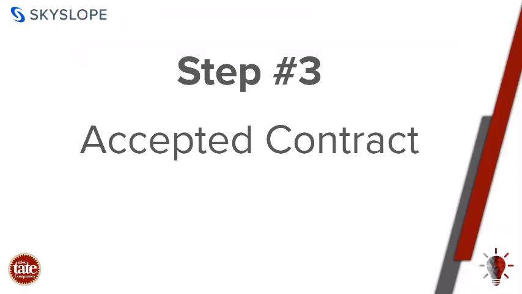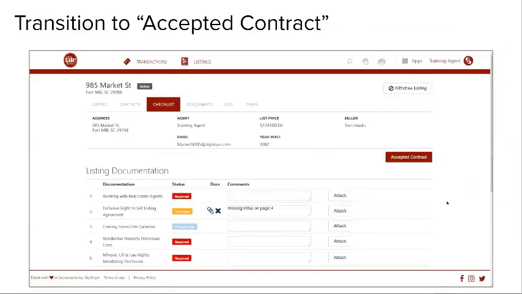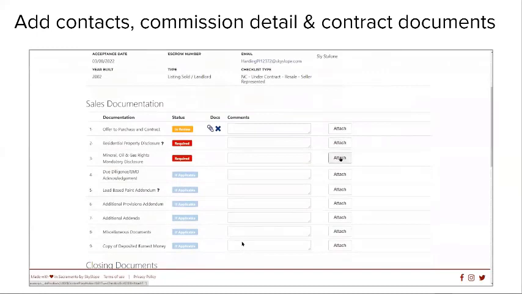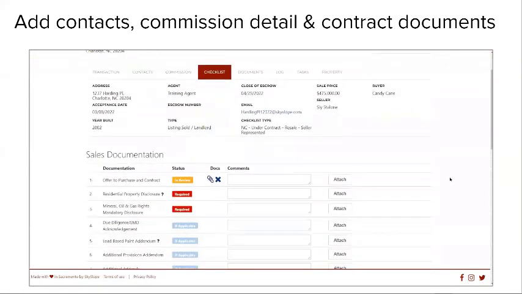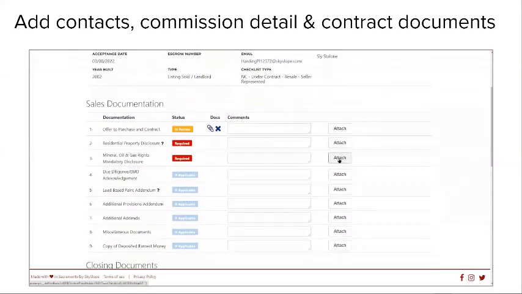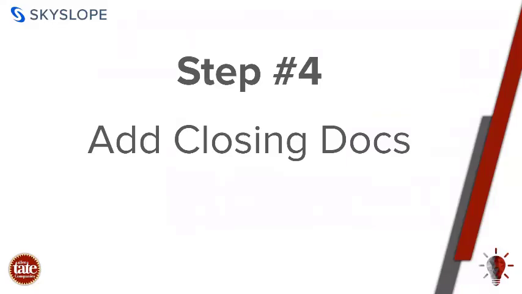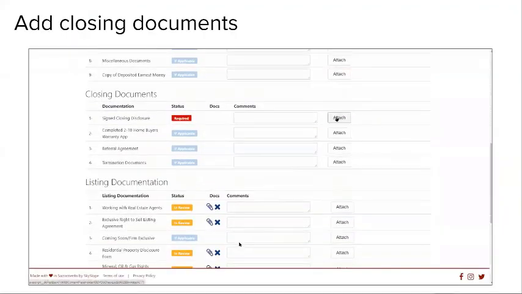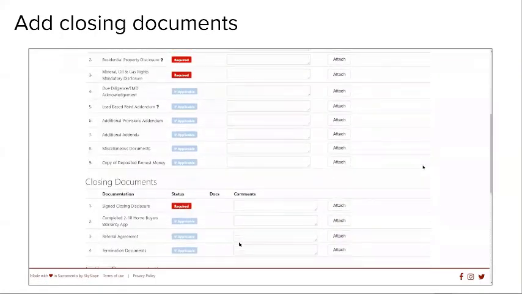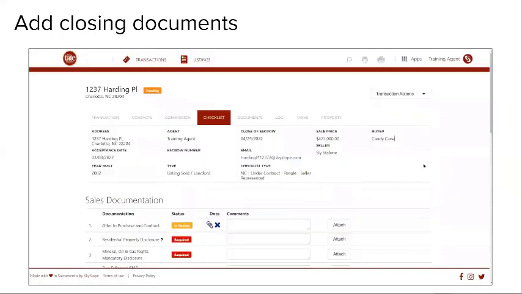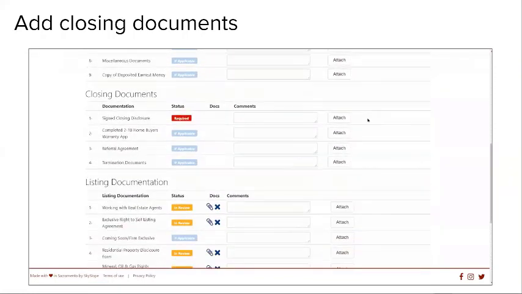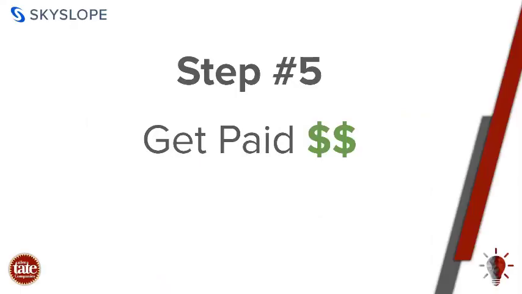Once you have an accepted contract, we're going through a listing transaction here. Once you have an accepted contract, you would go back into your checklist and you would click Accepted Contract. You would, just like you did on the listing side, add any contract documents that are needed by clicking on Attach. And then when it's time to go to closing and you have your closing documents, you would do the same thing where you're going to go into your closing documents and add any documents that are required or any others that you need to add in to keep on file. Once you turn in your commission check, then it's time to get paid.